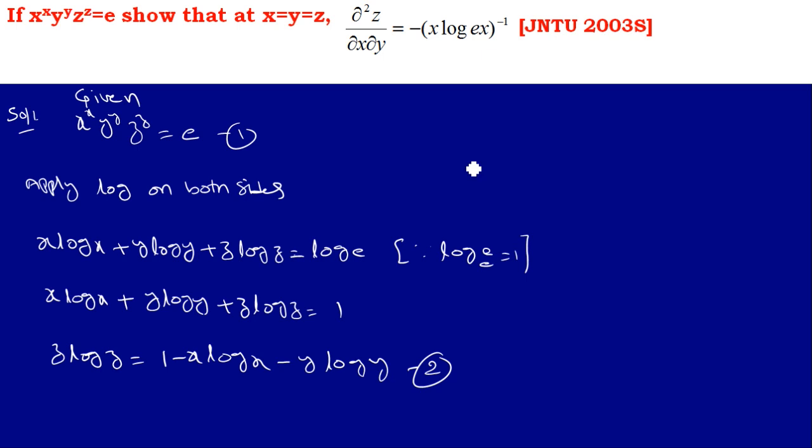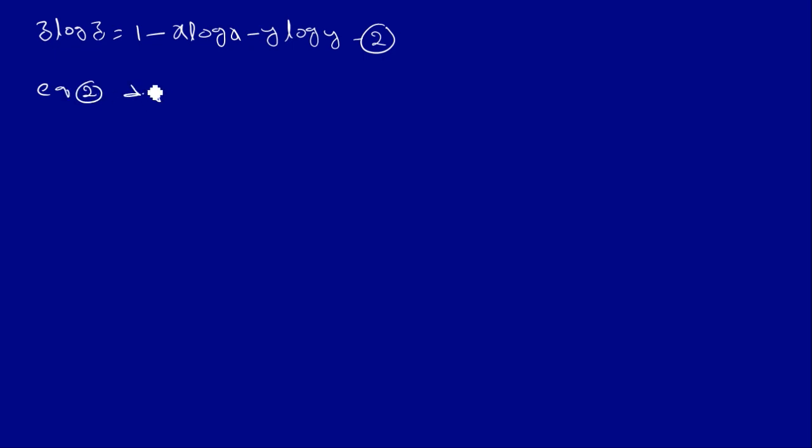First we are going to find ∂z/∂x and ∂z/∂y. So I'm going to write once again: z log z equals 1 minus x log x minus y log y. This is equation 2. Differentiating partially with respect to x, we'll get ∂z/∂x.